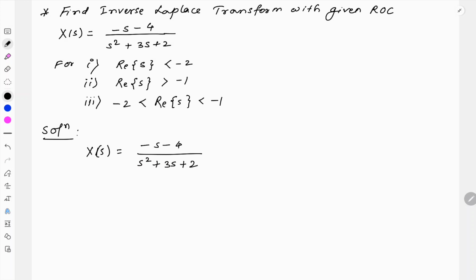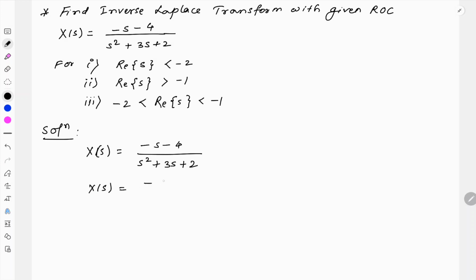Now again apply the rule for partial fraction expansion. Check out the degree of numerator and polynomial. So here in this case, degree of numerator is less than the degree of denominator. Hence go for partial fraction expansion. To find out partial fraction expansion, we must find out the roots of denominator polynomial.